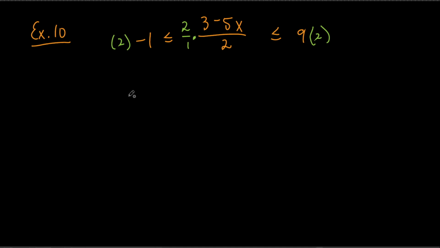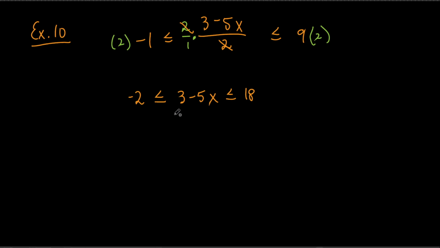So 2 times -1 is -2. Keep the inequality the way it was. This and this canceled out, so I've got a 3 minus 5x. And then, again, that stays the same. 9 times 2, that's 18. Now it looks like example 9, like the one we just finished doing. So let's go through it kind of quick.